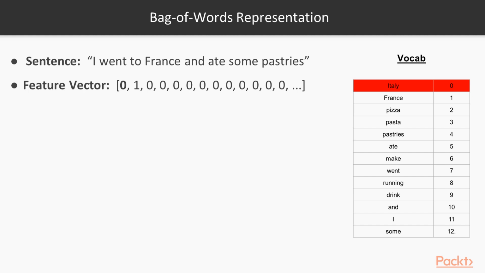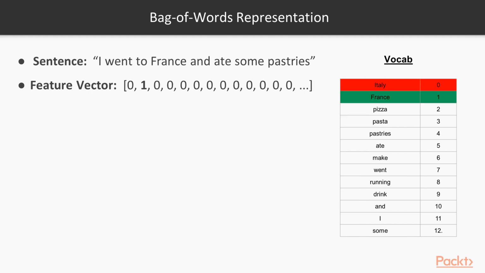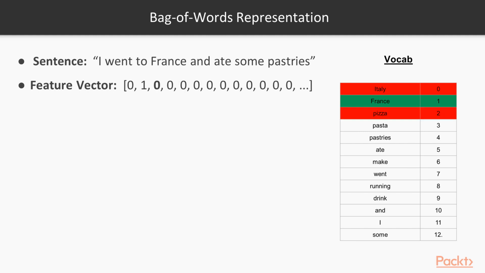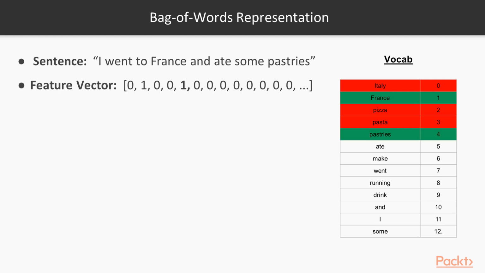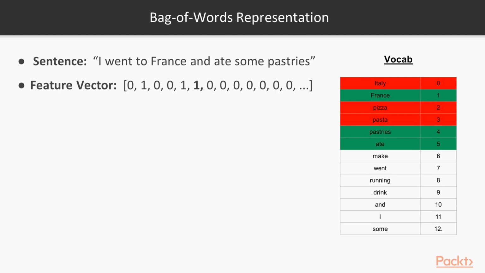So here, Italy. Italy does not appear in the sentence, so we mark it as a 0 in our feature vector, and the 0 is in bold. And we move along to France. France is in our sentence, so we mark that with a 1. It's there. Then we check for pizza, not there. We check for pasta. We check for pastries, and there's a hit. Pastries is in our sentence. And we can go through each of the words in our vocab in the same fashion to create a feature vector of what words appear in this sentence.